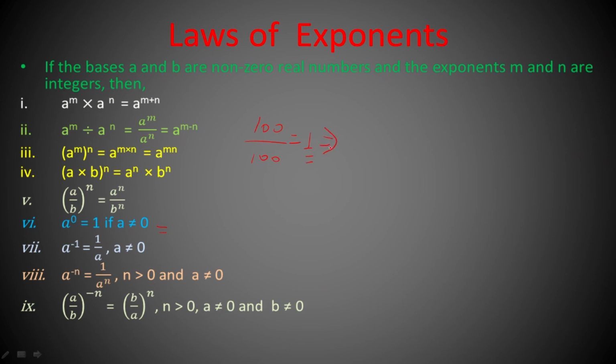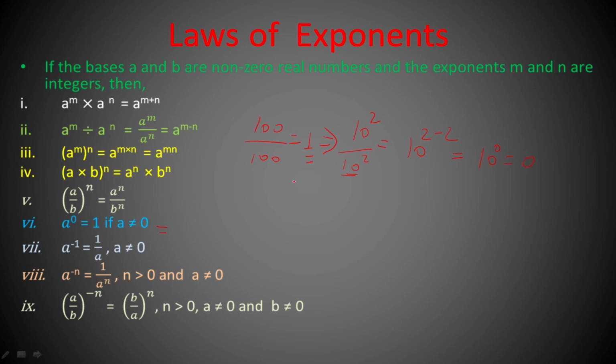So 100 can be written as 10 squared over 10 squared. From the property of division of numbers with the same base, this can be written as 10 to the power of 2 minus 2, since we have the same base. By the way, if the bases are different, don't subtract the exponents. In order to subtract the exponents, the base must be the same. So this can be written as 10 to the power of 0. We know that 100 over 100 is 1, so this works for 0.